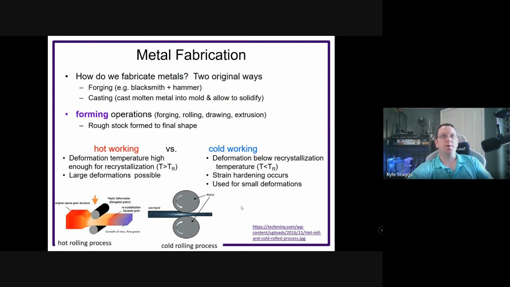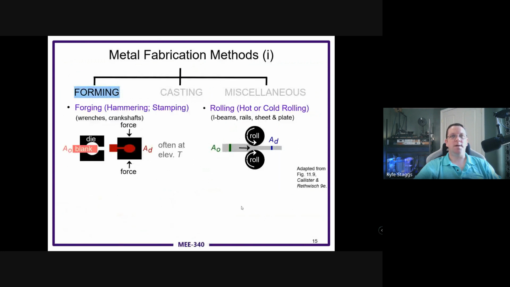So there are other forming operations. Drawing, like that DOM example, drawn over mandrel, as well as extrusion. Extrusion is a pretty simple one to envision, especially for those of you who have gotten to use a 3D printer in some capacity. Those are extrusion-based machines. You start with some kind of rough stock and then form it into a final shape. And there are lots of different examples of what that can look like.